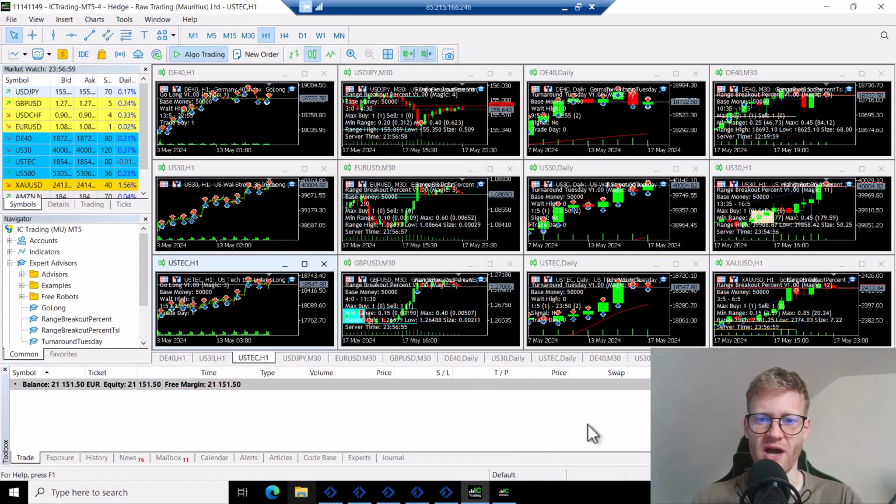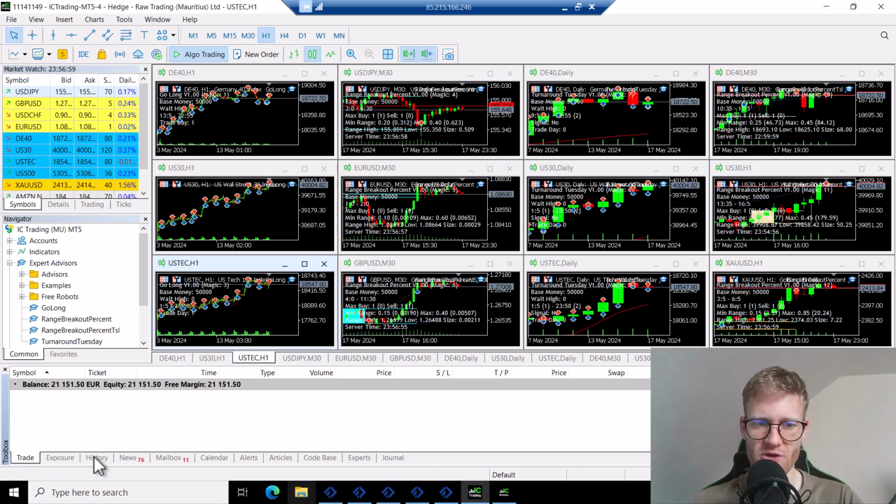And I want to figure out which strategy really made the profits, because as you can see, I'm trading a total of 12 charts. These are 3 different strategies: the Goong strategy in the first column, the range breakout EA in the second and fourth column, and in the third column I also trade the turnaround Tuesday strategy.